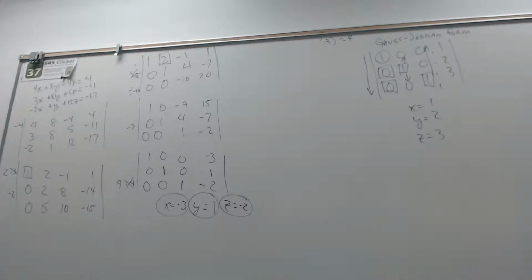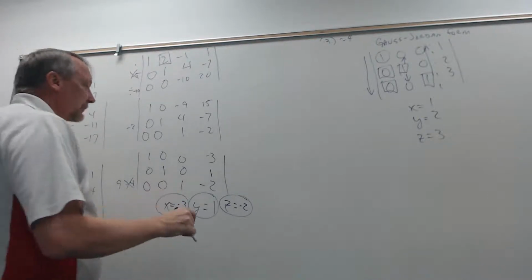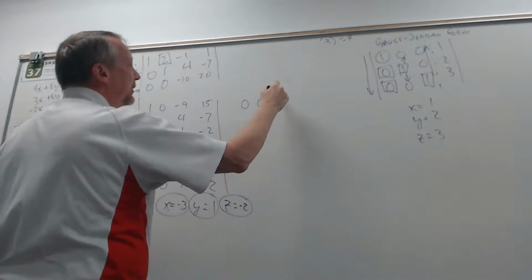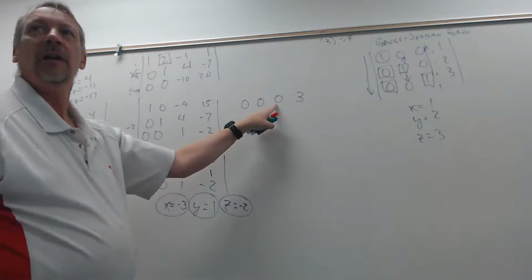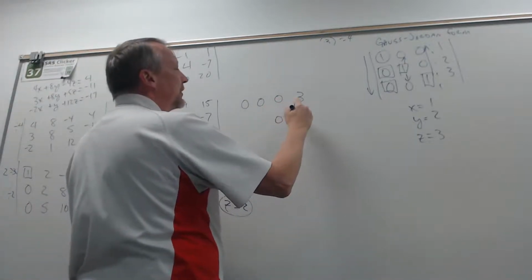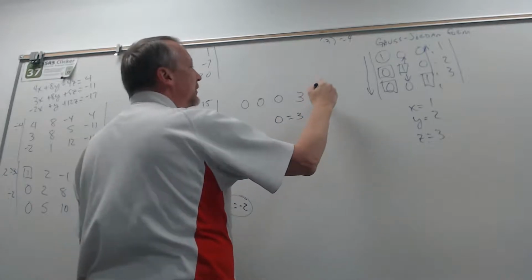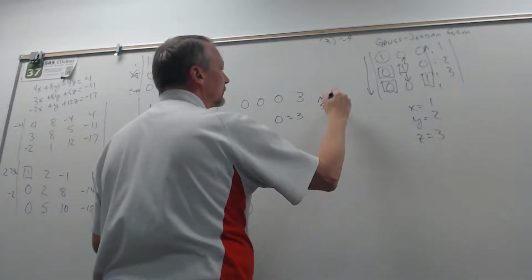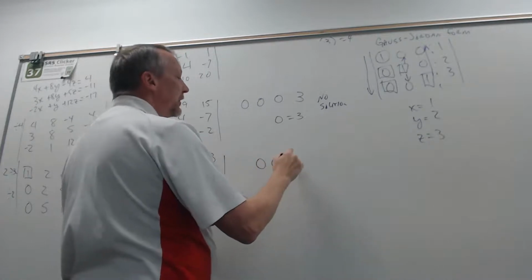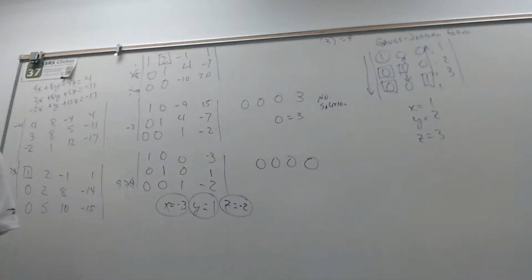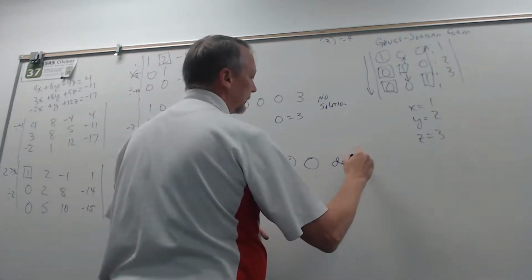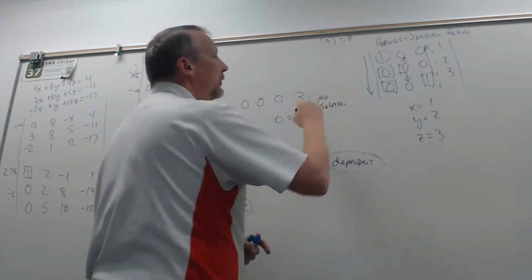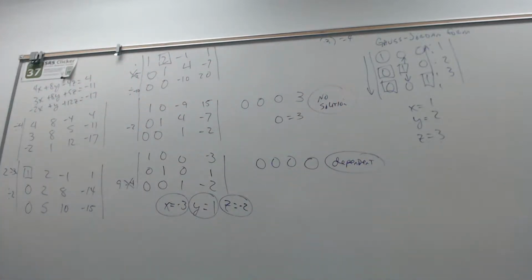Now, two things that I just want to point out really quick. What happens if on the bottom row I get 0, 0, 0, 3? What does this tell me? No solution. 0 equals 3, right? So this is no solution. What if I get 0, 0, 0, 0? It's all 0 equals 0, so it's all solutions. Dependent. Yeah, there you go. We didn't have time to go over those, but you will see that on your homework.